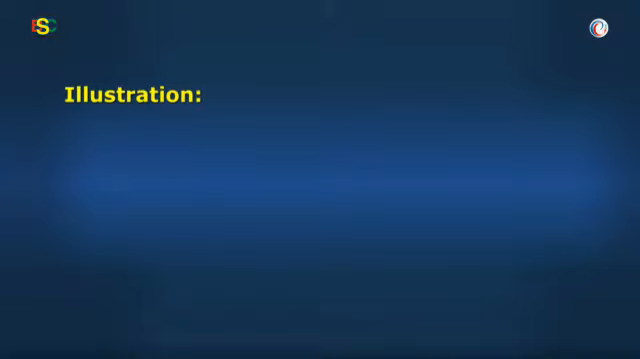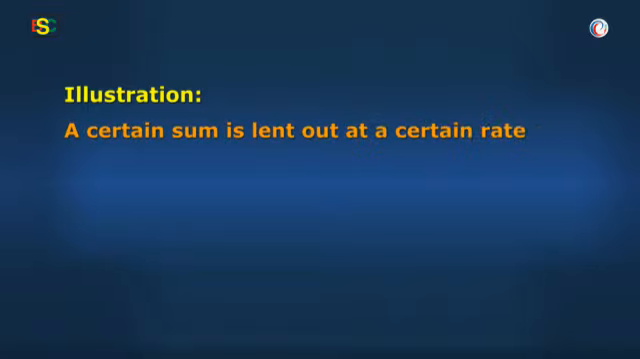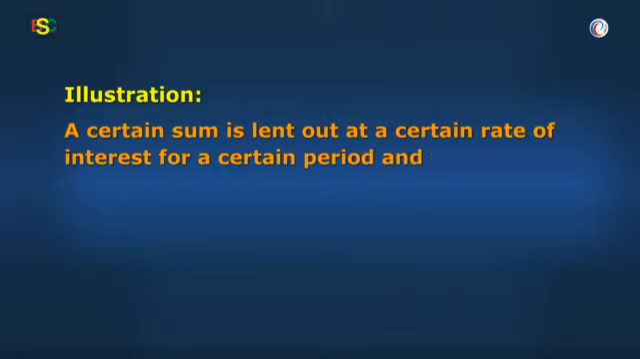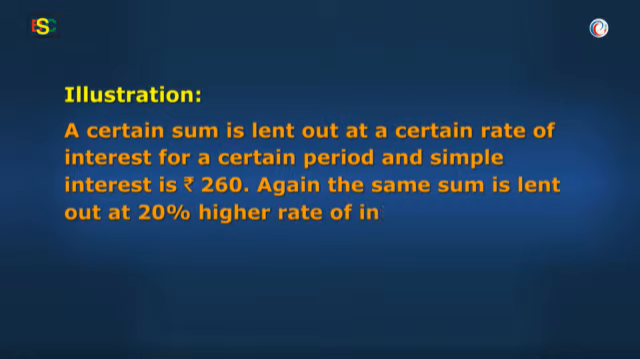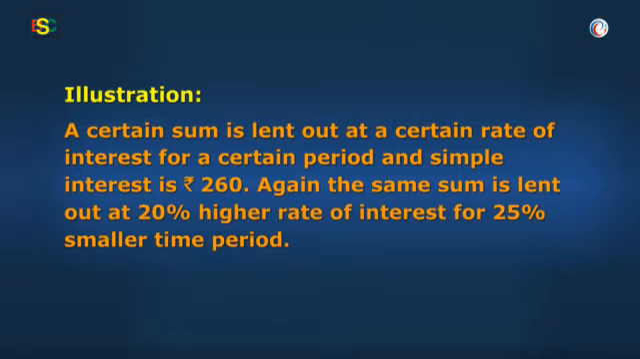Okay, Vidya, now let's take one more sum. A certain sum is lent out at a certain rate of interest for a certain period, and simple interest is rupees 260. Again, the same sum is lent out at 20% higher rate of interest for 25% smaller time period. Find the simple interest in the second case.